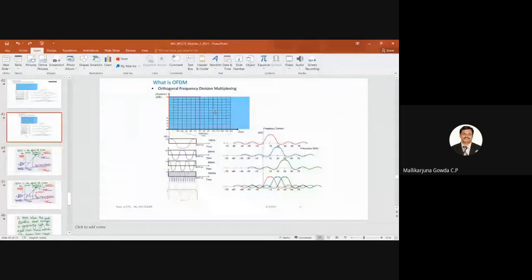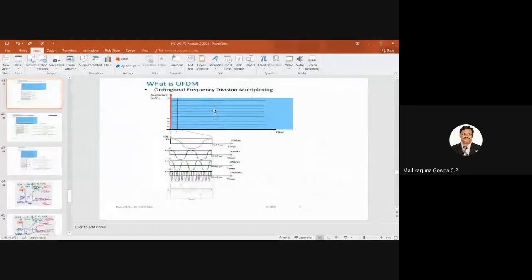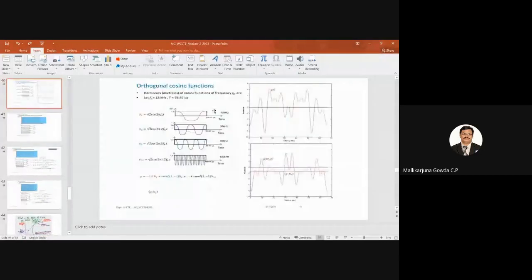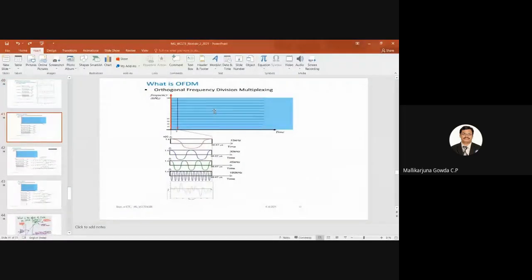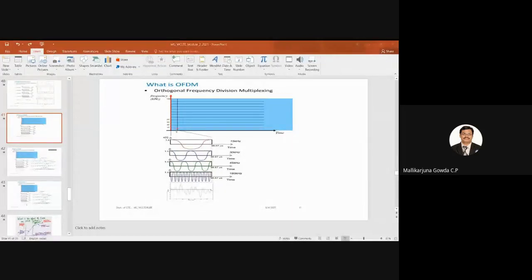I would just like to throw some light on OFDM, because I feel like explaining this, so try to understand. Are you able to see my slide? Yes, sir. I think there are some 2-3 slides, and I hope that will give you clarity about what OFDM is.